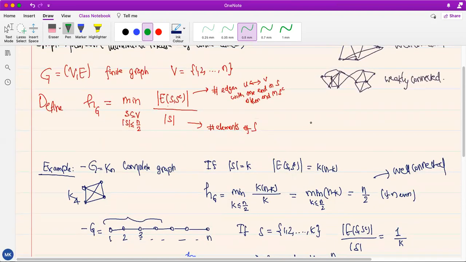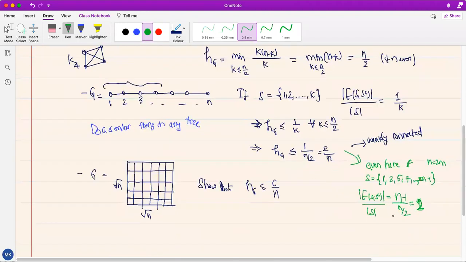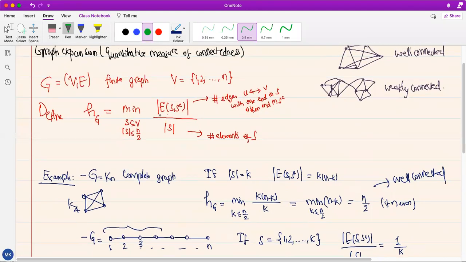When you ask whether a graph is disconnected, the question is not whether any subset of vertices will form a connected component. The question is whether you can choose a subset which forms a connected component. Similarly here, it's a question of whether you can choose a subset such that the expansion is small, not whether every subset has small expansion. That's not going to work. Even here, there are subsets with large expansion like 2. So that is why we have to take the minimum here. That's the explanation for the minimum.